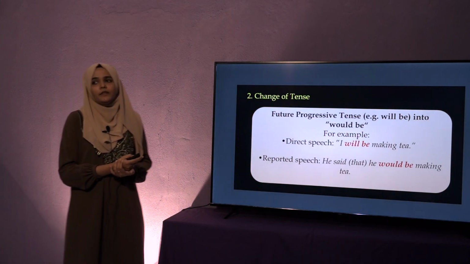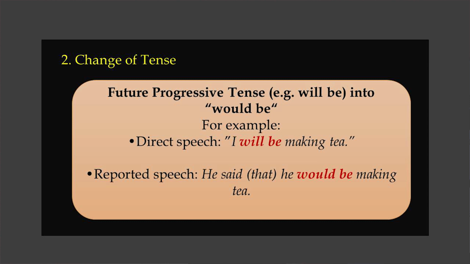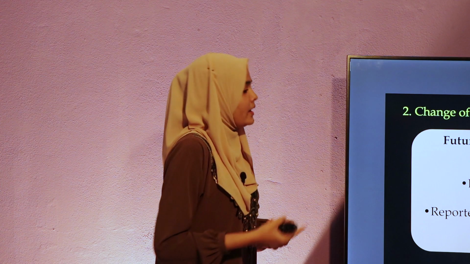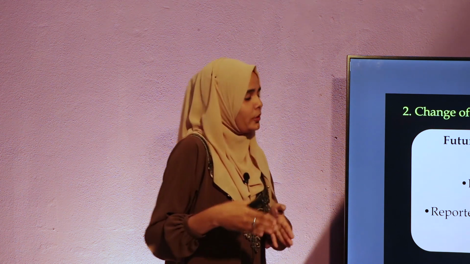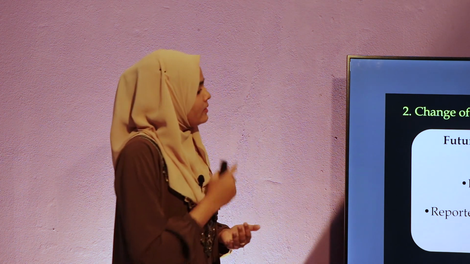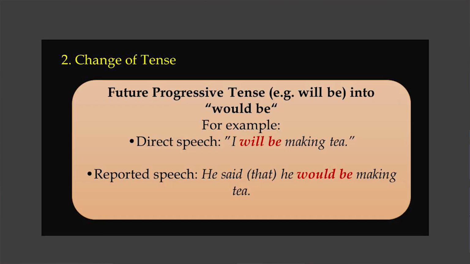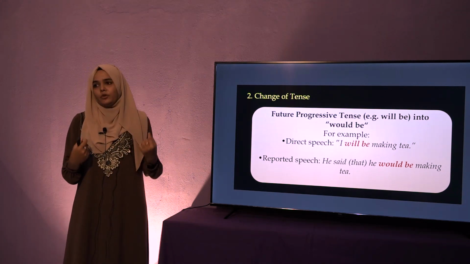Okay, next is future progressive tense, such as will be changes into would be. As we have discussed before, will changes to would. Very good. Direct speech, for example here, I will be making tea is changed in reported speech as he said that he would be making tea. The will has changed to would.